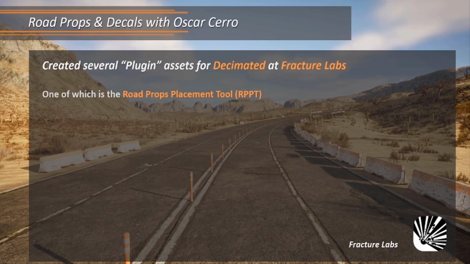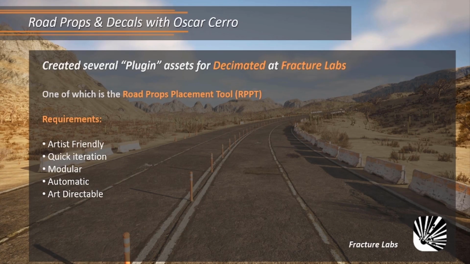One of these plugin assets is the Road Prop Placement tool, or the RPPT. But before diving into it, here are some of the requirements that the team gave to me to build these tools. All these are very straightforward, right?